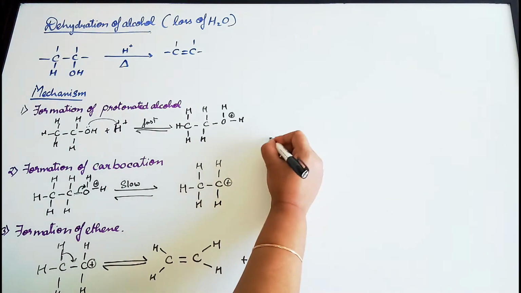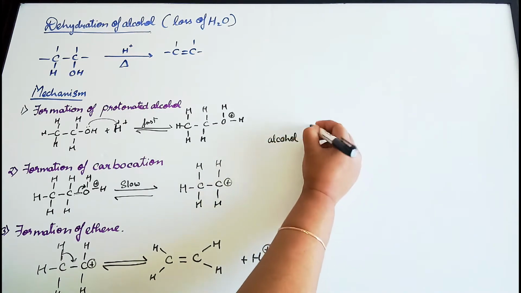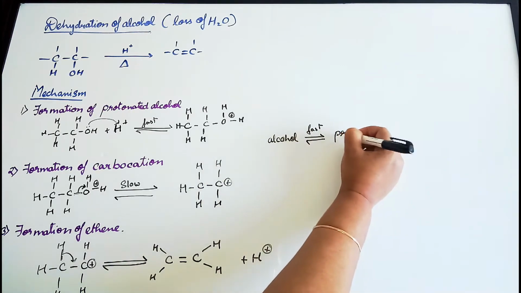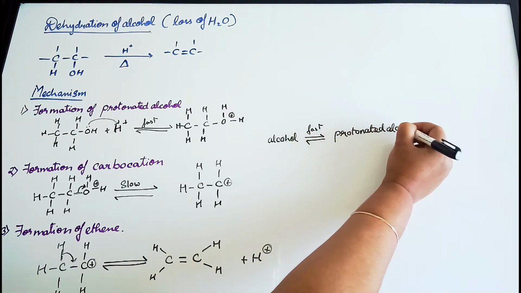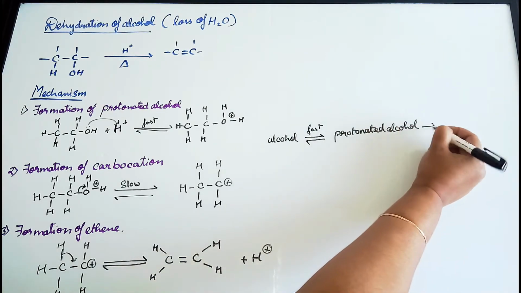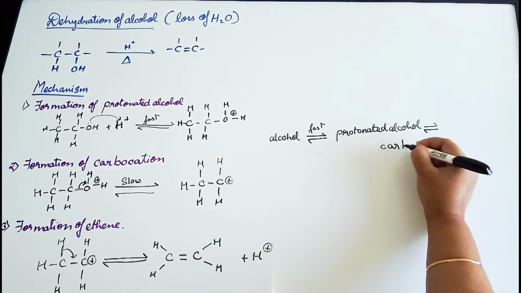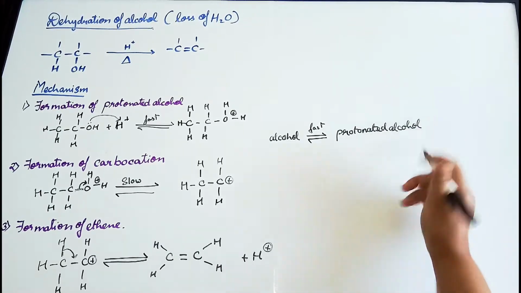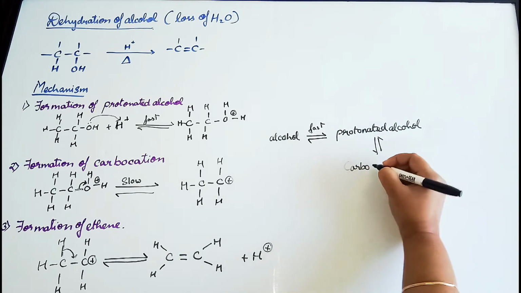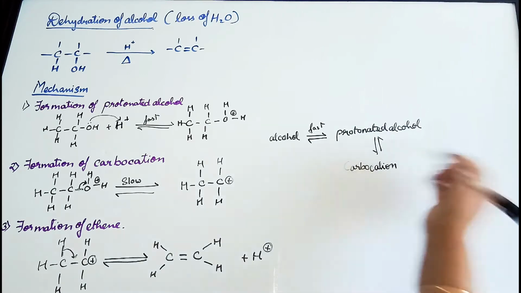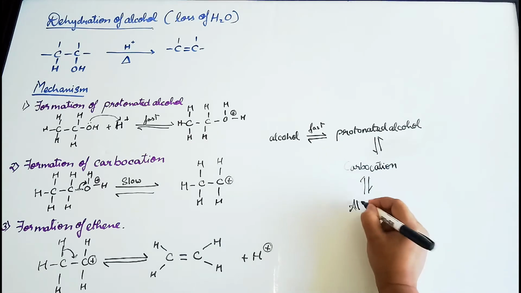Let me just write it down. Alcohol is getting converted to a protonated alcohol, and this is then getting converted to a carbocation. Now this carbocation is getting converted to an alkene.